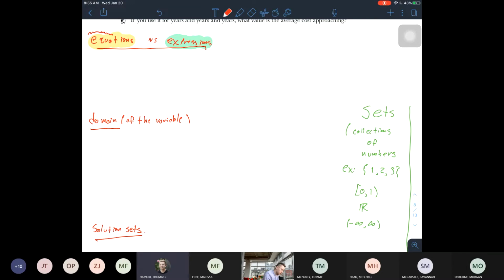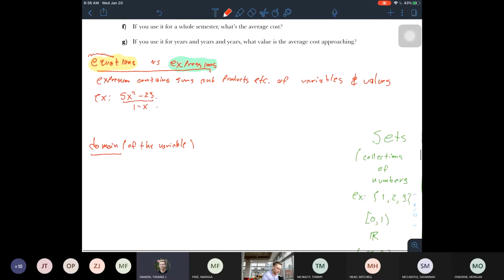An expression contains sums and products, etc., of variables and values. For example, 5x squared minus 23. There's an expression. We can even have rational expressions. We could divide it by something like 1 minus x. So that's an example of an expression.